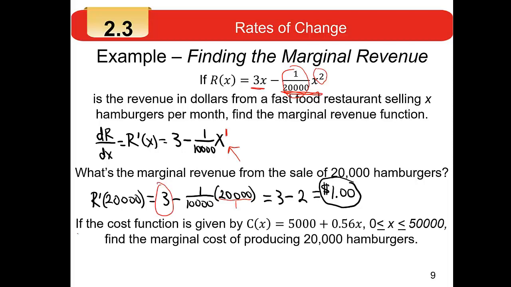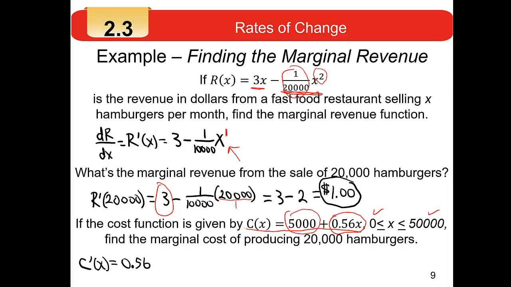If the cost function is given by C of X equals 5,000 plus 0.56X, anywhere from 0 hamburgers up through and including 50,000 hamburgers, find the marginal cost of producing 20,000 hamburgers. Again, you should think marginal cost, derivative. Derivative of the cost function, the derivative of 5,000, that's just a number, is 0. And the derivative of number times X is just a number. So the derivative comes out to be just 0.56. There's no X in it. So the marginal cost function is a constant.